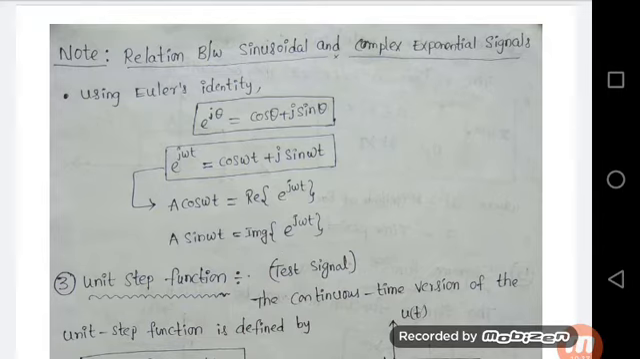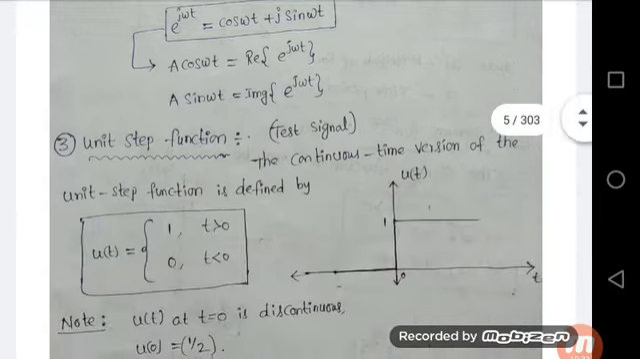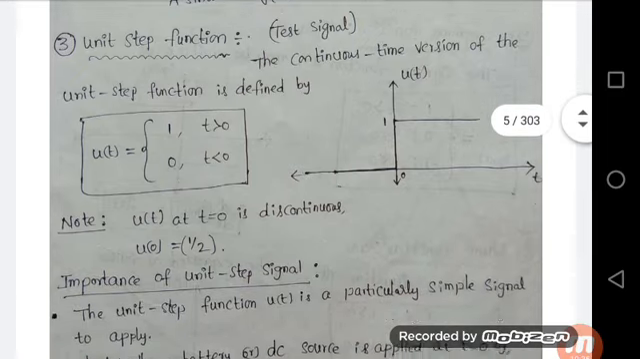Here A cos omega t is equal to the real part of e to the j omega t, and A sin omega t is equal to the imaginary part of e to the j omega t. So these are the relations between sinusoidal and exponential signals.